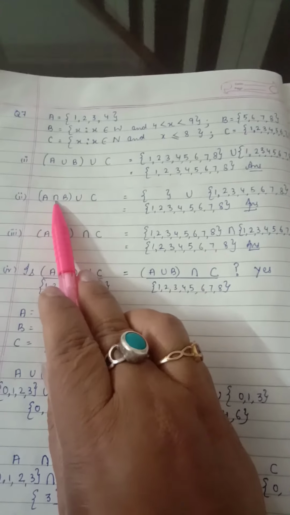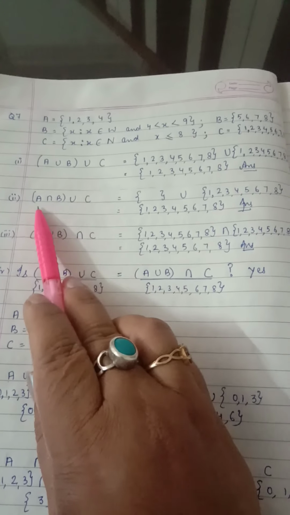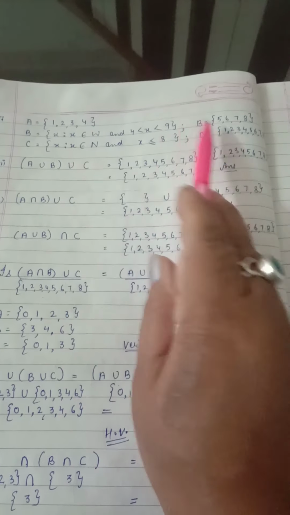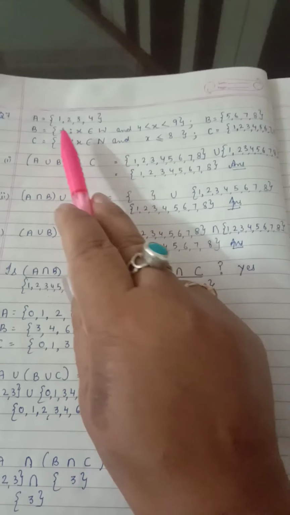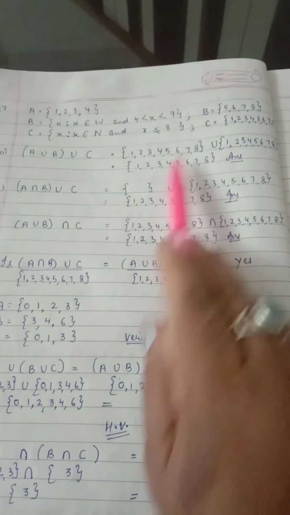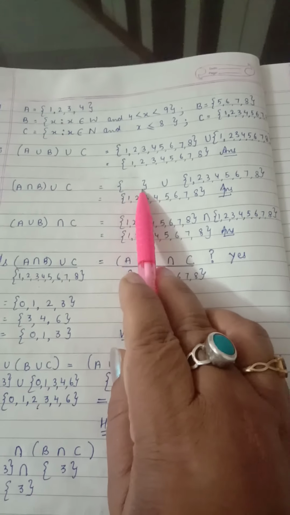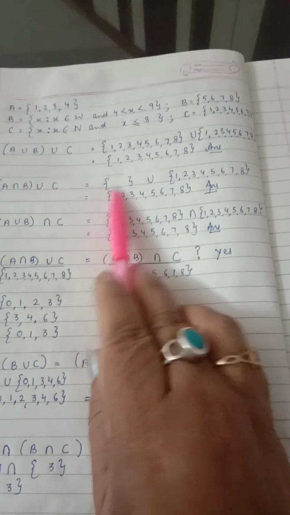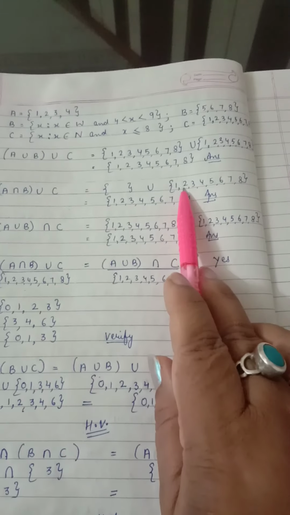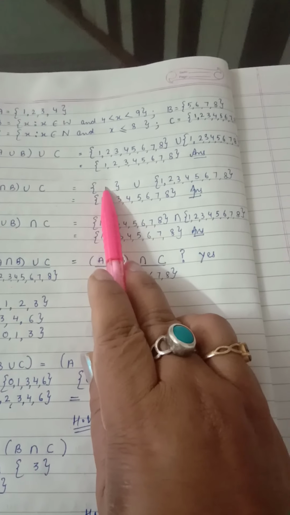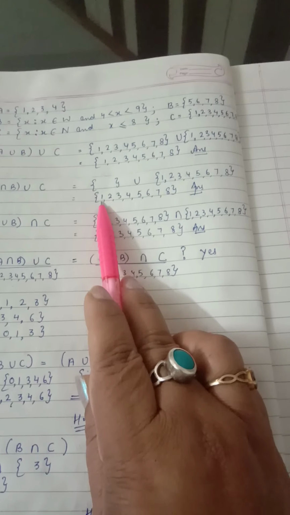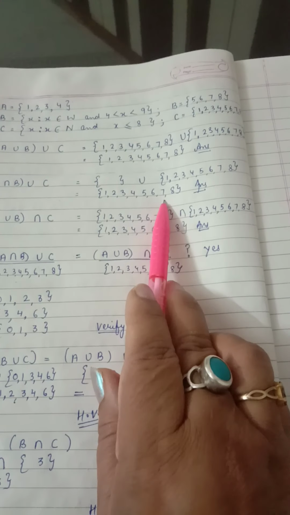Next part, A intersection B union C. Beginning with A intersection B, that means all the elements which are common in set A and set B. You can see it yourself, A has 1, 2, 3, 4 and B has 5, 6, 7, 8, which means there is no element common. So when there is no element common, there is an empty bracket for that, or it's a null set. Union C, all the elements of set C. Now empty set union this set means all the elements of both the sets. Answer will be 1, 2, 3, 4, 5, 6, 7 and 8.